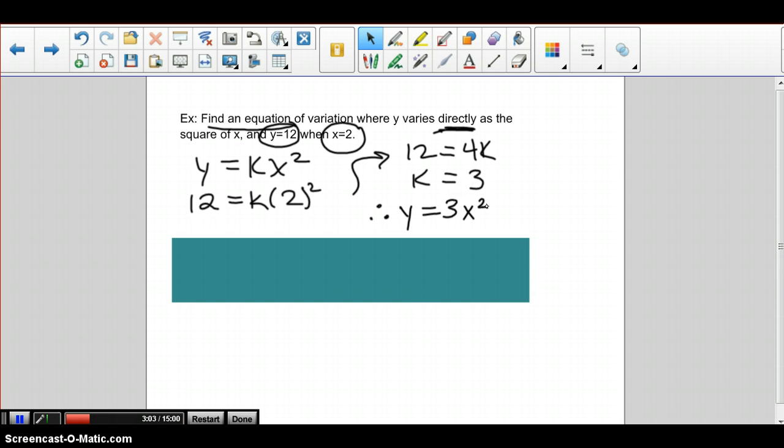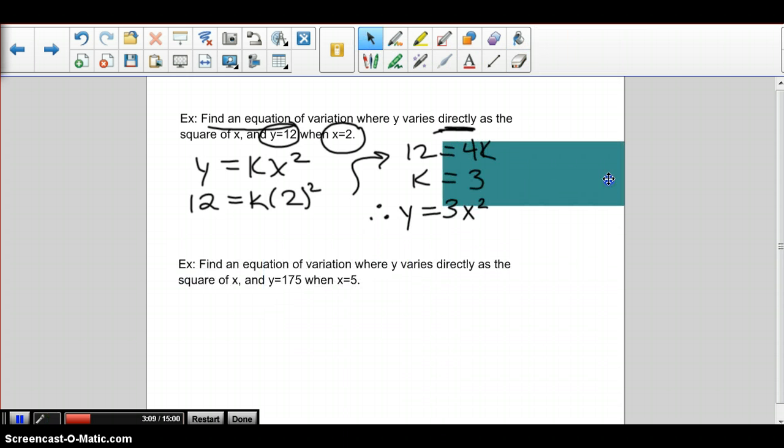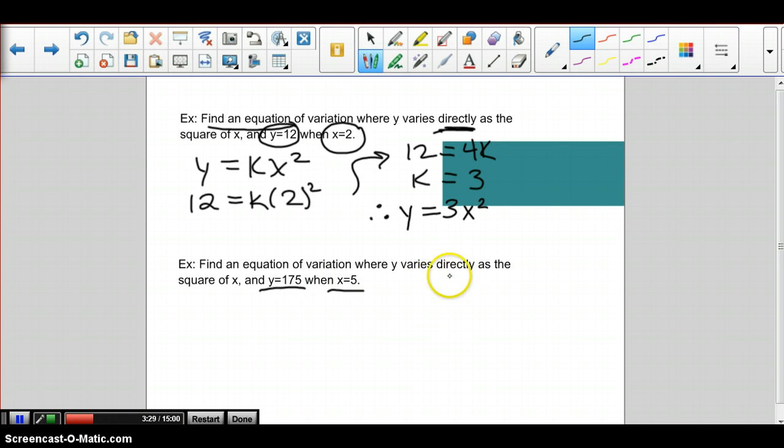Alright, here's another example. Find an equation of variation where y varies directly as the square of x and y equals 175 when x equals 5. So we're given y and we're given x. We also know that we're looking for direct variation. It tells us that. So let's find an equation. Why don't you put me on pause and try to solve this one on your own first, and then we can go over the steps together. Alright, good luck.